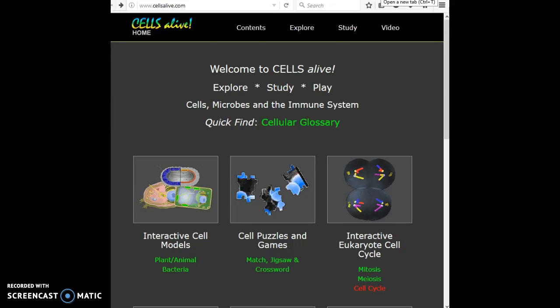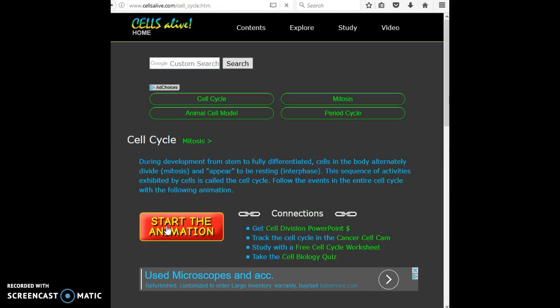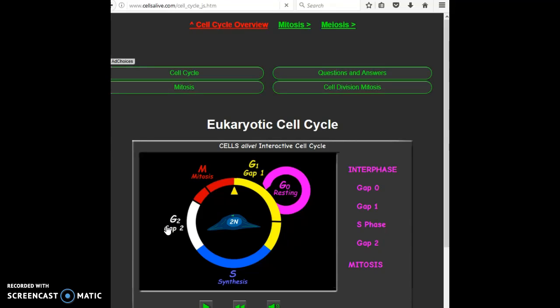They've got all sorts of stuff. It's actually a great website when you're trying to study cell models, cell structures, functions, etc. But also an interactive cell cycle, so you can do mitosis, meiosis, or the overall cell cycle. There's a little animation here. Check your browser. I'm using Firefox, which works well for me, and it probably will work with Chrome. I don't know about Explorer. That browser tends not to work well with everything.